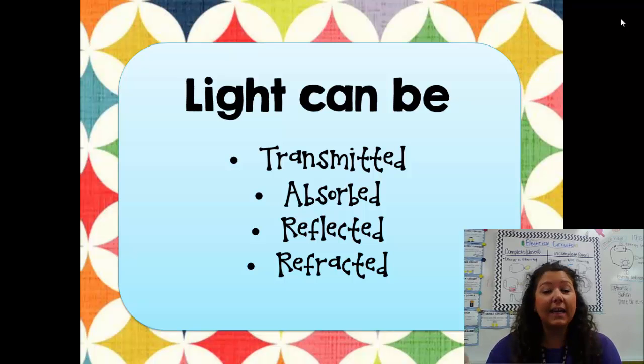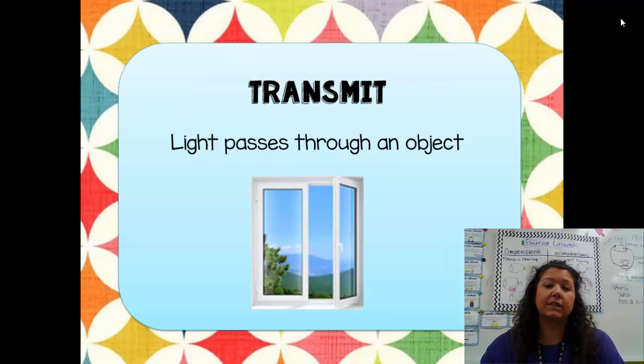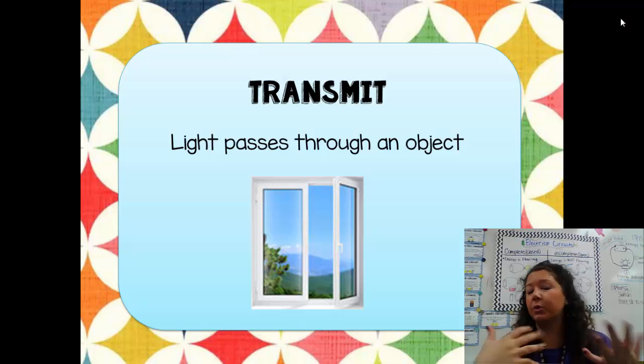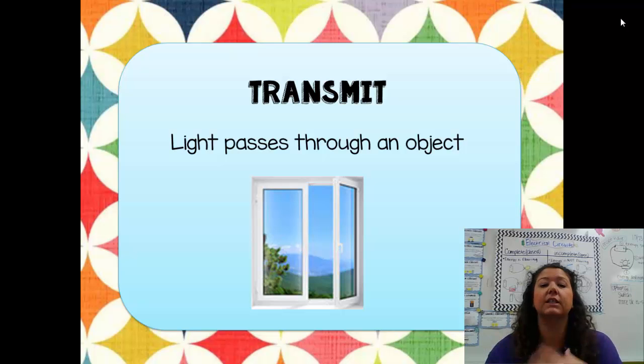Light can be one of 4 things: transmitted, absorbed, reflected, or refracted. It depends on the material or object it is trying to pass through. The first thing we're going to talk about is transmit. Remember, in English we can use the present tense and the past tense, so you might hear light can be transmitted, light will transmit. Just be familiar with the different versions of each of these words.